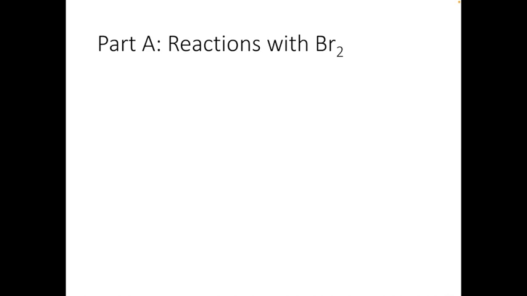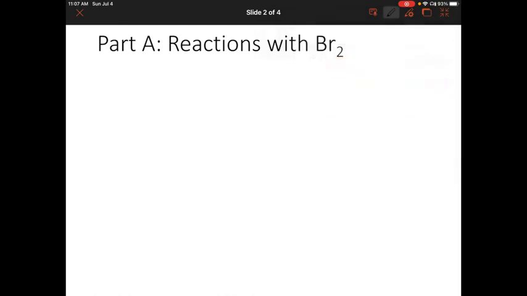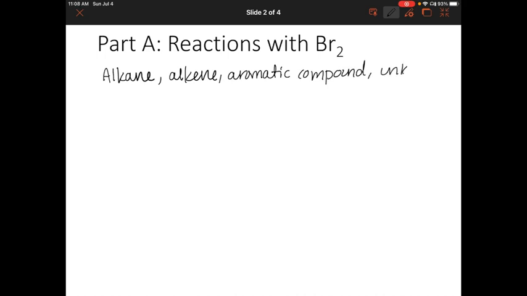So let's start with part A. In part A, we're going to perform reactions with bromine, Br2. And we're going to perform these reactions with an alkane, an alkene, an aromatic compound, and then of course we'll also perform this experiment with our unknown and compare its result to our previous results. So let's see what happens if we react each of these with bromine.